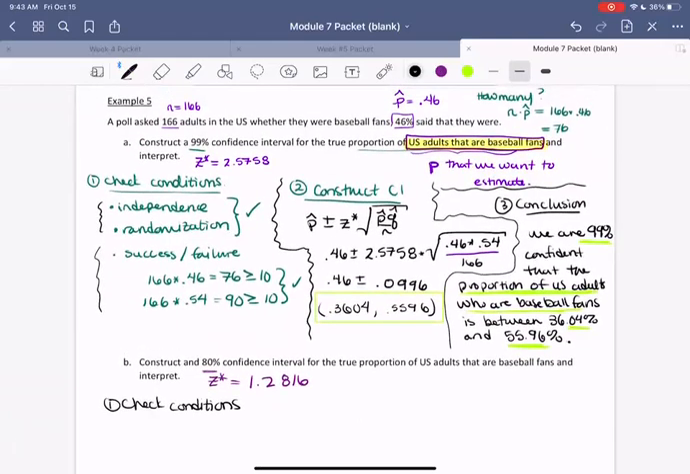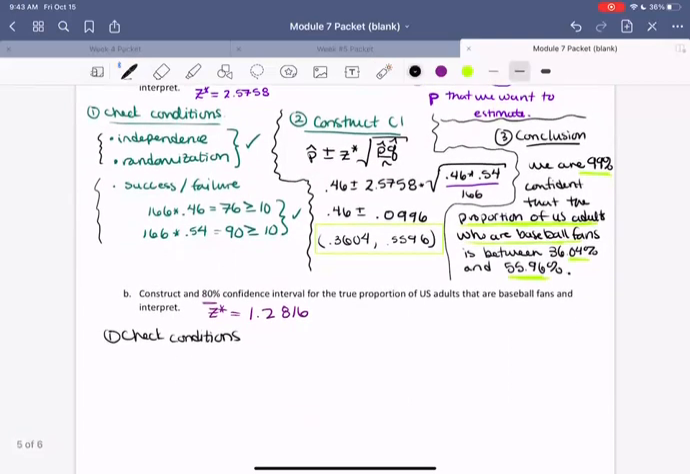So we're not changing anything with our sample itself. We're just changing how we're going to compute that confidence interval. So when we look at that formula for computing the confidence interval, we're only changing this z star. So everything else remains the same, which means we have the same number of successes and failures.